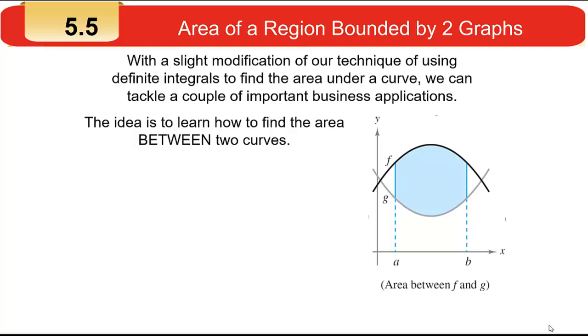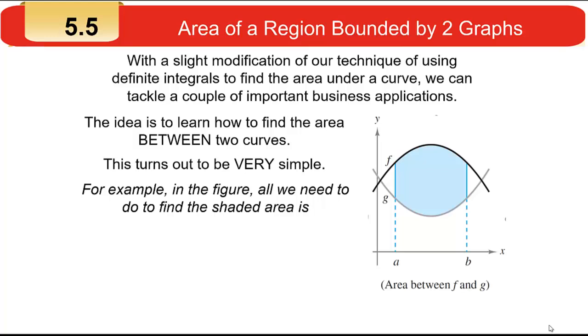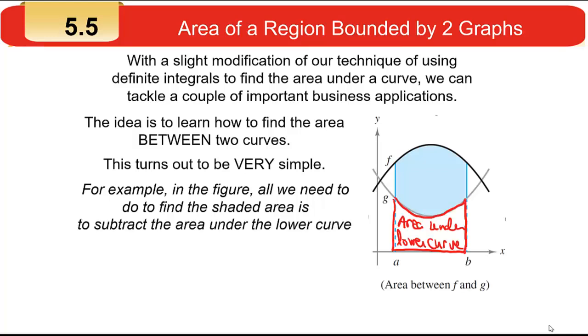In that graph, you can see that the shaded area is the area between a curve called f and another one called g. Notice that f is on top and g is on bottom. Finding an area, given what we already know, turns out to be extremely simple. For example, in this figure, all you really need to do to find that shaded area is to first find the area under the curve f between a and b, and then subtract off the area under the lower curve, and that will leave you with the shaded area. In theory, that should be very simple to do.